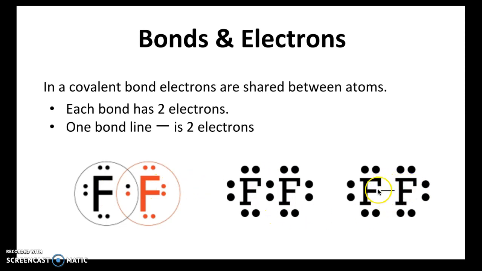In this representation where there's this line, it may be a little confusing, but it's important to know that a single line represents the 2 electrons. So whenever you see a single line, you know that means that there are 2 electrons in that bond.